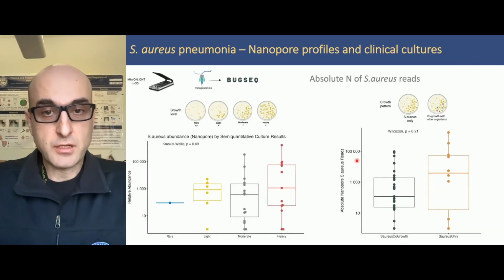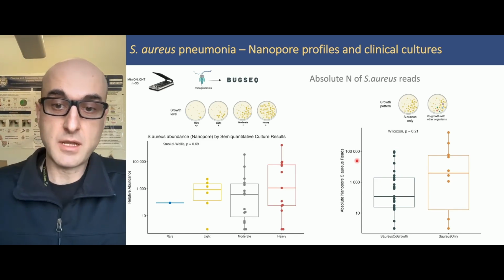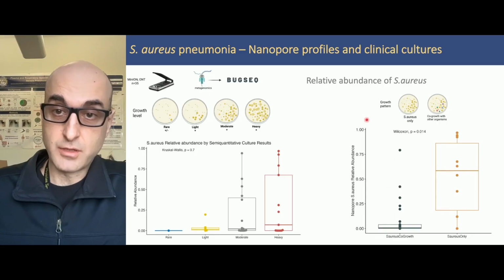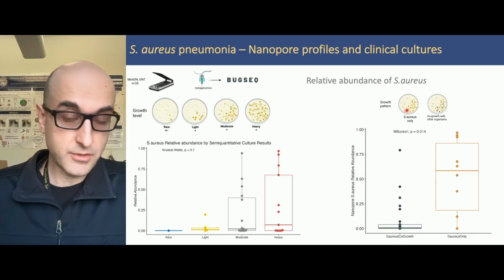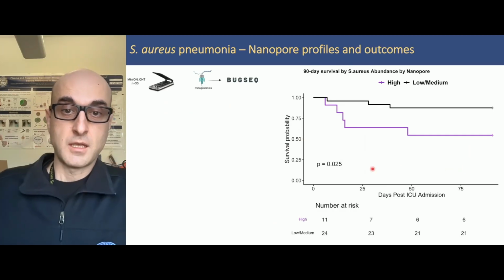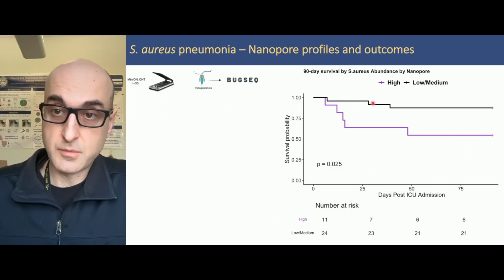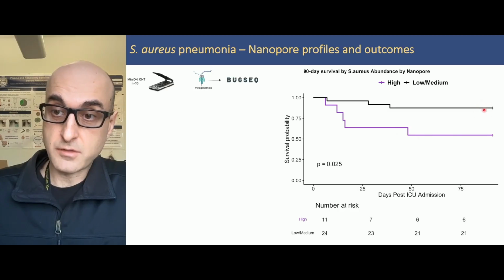In terms of relationship to cultures, we found no difference between growth levels or growth patterns with the absolute number of Staph aureus reads. However, when it came to relative abundance of Staph aureus, we found again that cases that grew only Staph aureus in culture had much higher relative abundance of Staph aureus reads by Nanopore metagenomics. And in terms of survival, we found that those cases with high absolute abundance of Staph aureus by Nanopore had significantly worse 90-day survival compared to the 66% of the cases that did not.